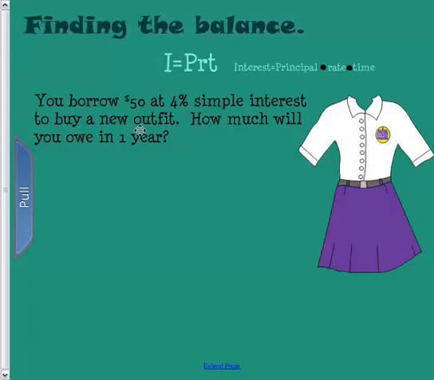You borrow $50 at 4% simple interest to buy a new outfit. How much will you owe in 1 year? So you're borrowing $50 at a rate of 4%, which is 0.04. Remember, 4 over 100. Change it to a decimal. If you need to review, remember to watch that video on my website, or on my Canvas. $50 times 4%.